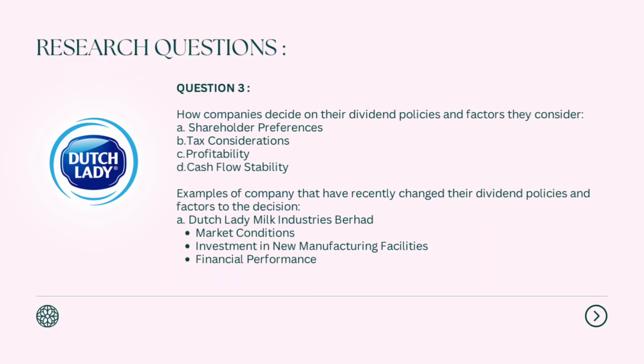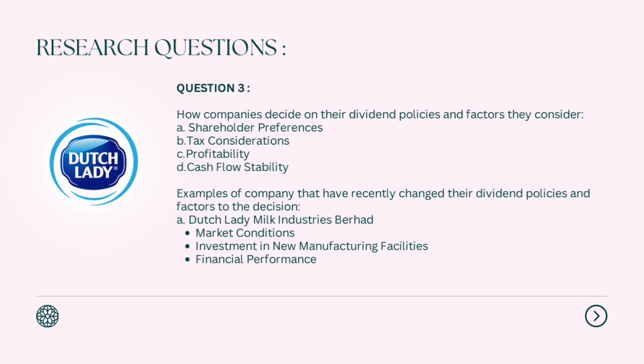Question 3. How do companies decide on their dividend policies and what factors do they consider when determining how much to pay out to shareholders? Can you provide examples of companies that have recently changed their dividend policies and what drove these decisions? So, companies establish their dividend policies by evaluating several key factors to balance rewarding shareholders with retaining earnings for future growth. Their primary considerations include, the first one is shareholders' preference, where companies consider investor preference.